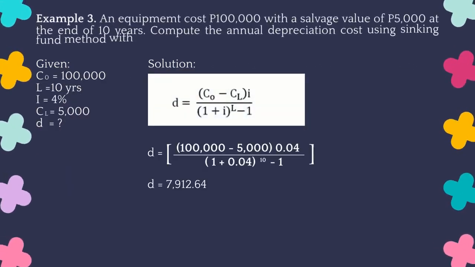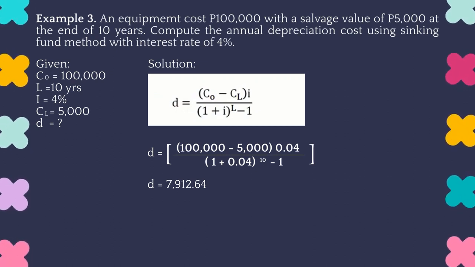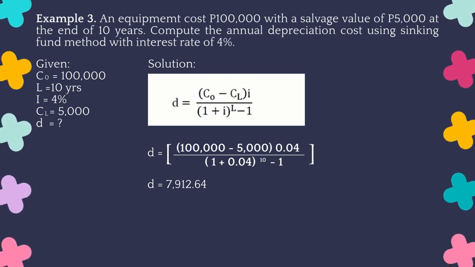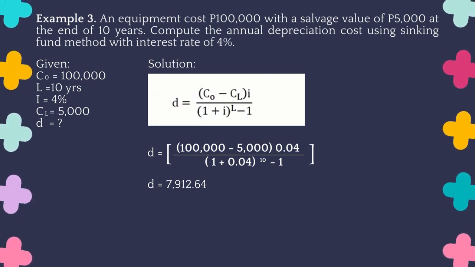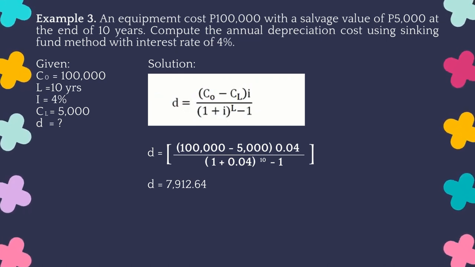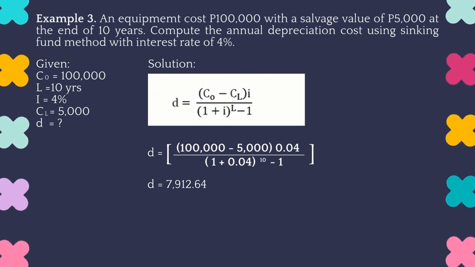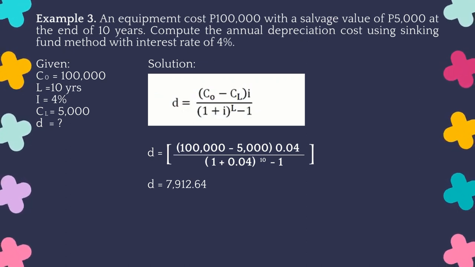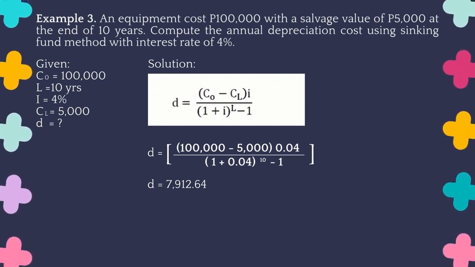Example number 3. An equipment costs 100,000 pesos with a salvage value of 5,000 at the end of 10 years. Compute the annual depreciation cost using the sinking fund method with an interest rate of 4%. So the given for this problem is C sub O is equal to 100,000 pesos, L is equal to 10 years, I is equal to 4%, C sub L is equal to 5,000, and D is missing.